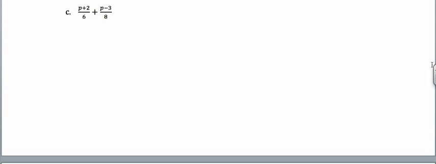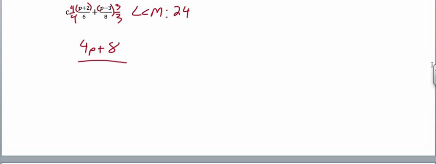I'm going to go out on a limb and assume that you have done that now. So our common denominator, or least common multiple of 6 and 8, we should be able to do without too much effort. That's 24. So we're going to multiply the first one by 4/4 and the second one by 3/3. And again, the key is distribute that 4 and distribute that 3. So we get 4p plus 8, and we get 3p minus 9.